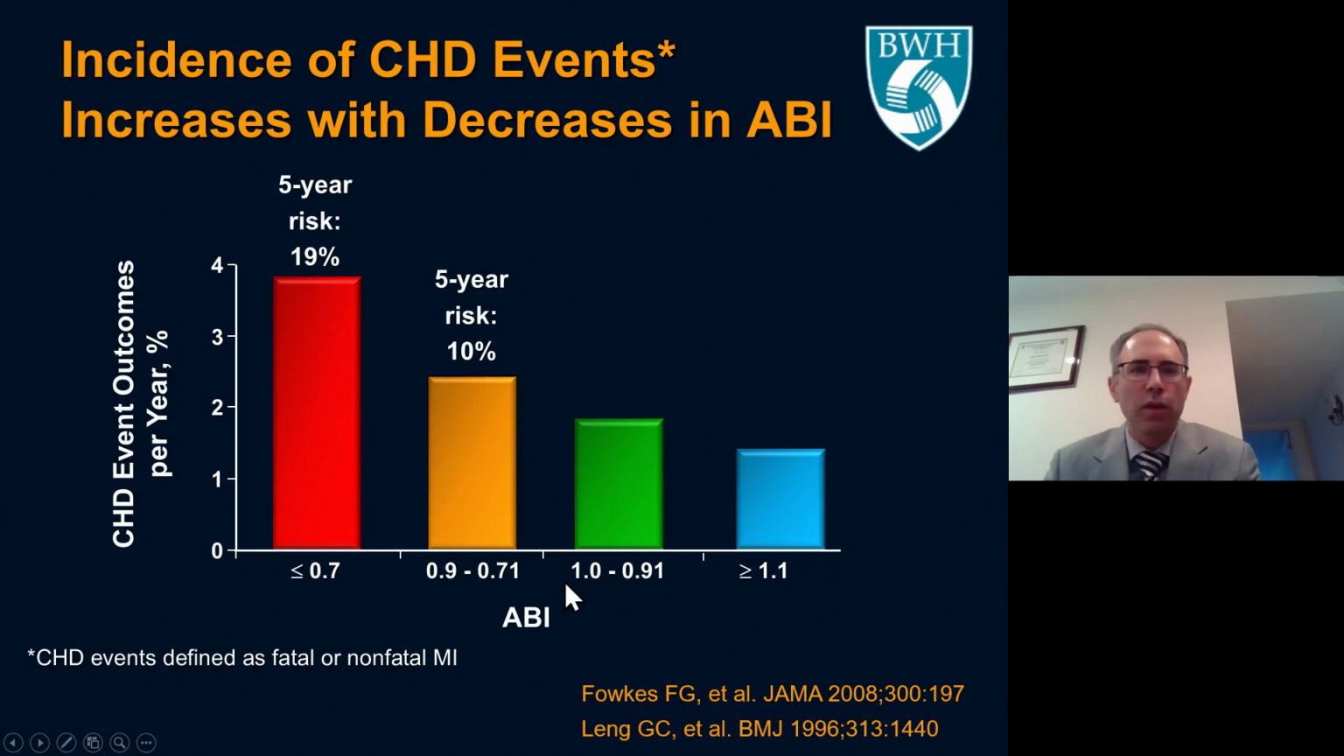So we can see here the incidence of coronary heart disease events increases with a decrease in the ankle brachial index. So if we look at this, we see as our ankle brachial index goes from 1.1 to 1 to 0.9 to 0.8 to 0.7, and then less than 0.7, that 5-year risk of coronary heart disease events actually increases.